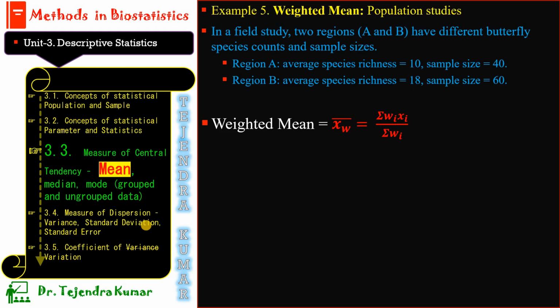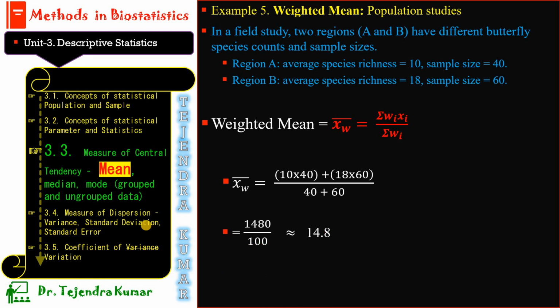So in that type of questions or in that type of data set, we can apply the weighted mean because weight is different in both cases. So weighted mean xw bar is equal to summation of wi xi divided by summation wi. So in that case, we will do the same calculation, 10 into 40 plus 18 into 60 divided by 40 plus 60. So answer is about 14.8.